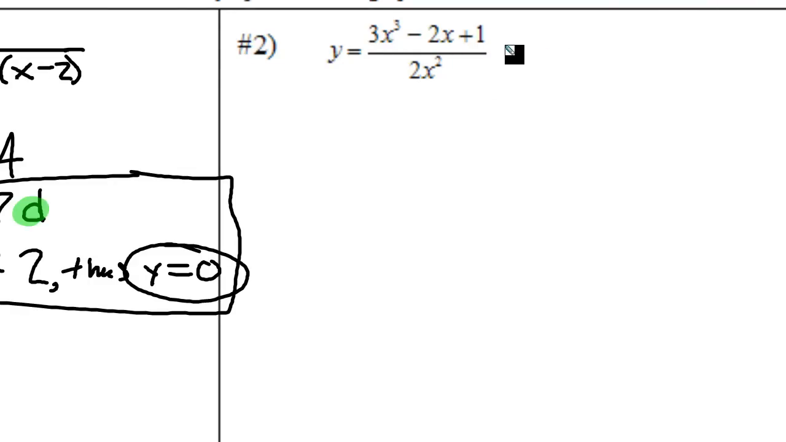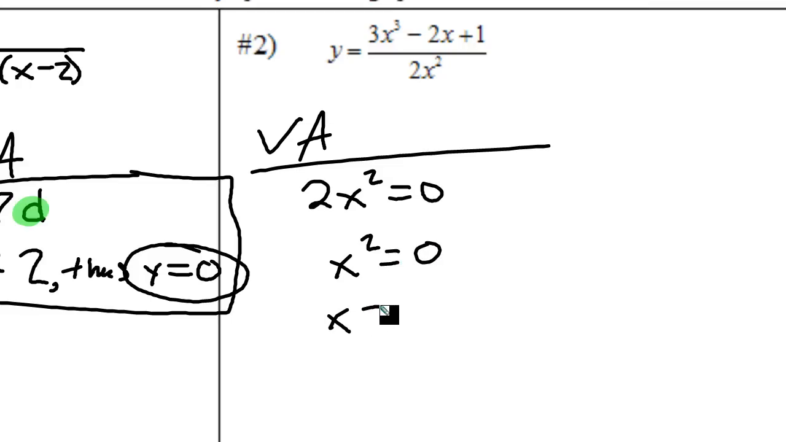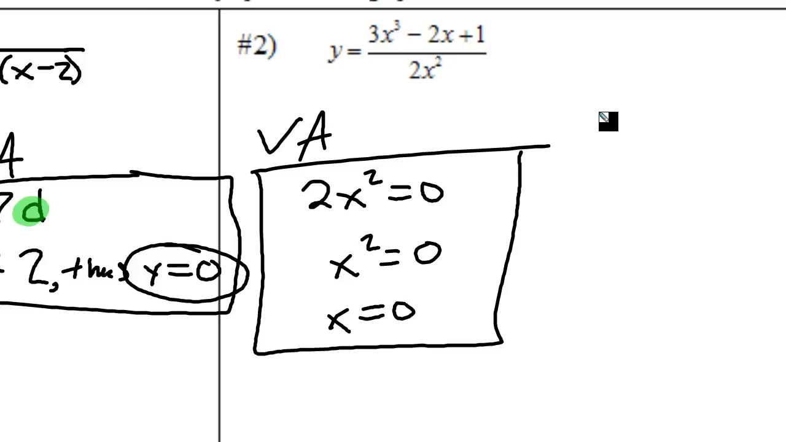Number 2, if you try to factor this numerator, you will find that it doesn't factor. The denominator is just a monomial, so there's no factoring involved in that. So to find your vertical asymptotes, once again you take your denominator, set it equal to 0, and solve it. Vertical asymptote at x equals 0.